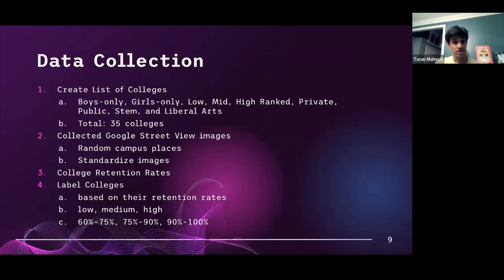We tried to get a diverse list of colleges because we felt our machine learning model would benefit from that. The second step was collecting the Google Street View images for each of the 35 colleges. We felt a good number of images that we should collect per college was between 80 and 100 images.